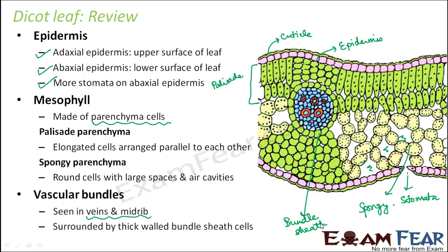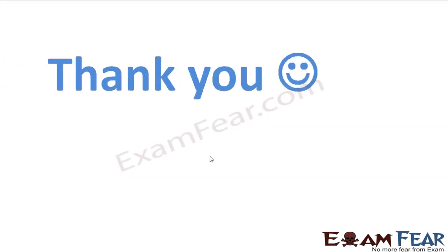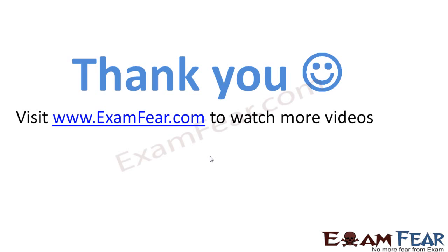Now when you ask where these vascular bundles are present, if you look at the leaf, look at the veins and the midrib, basically the tube-like structures are present inside them, through which they reach each and every corner of the leaf.